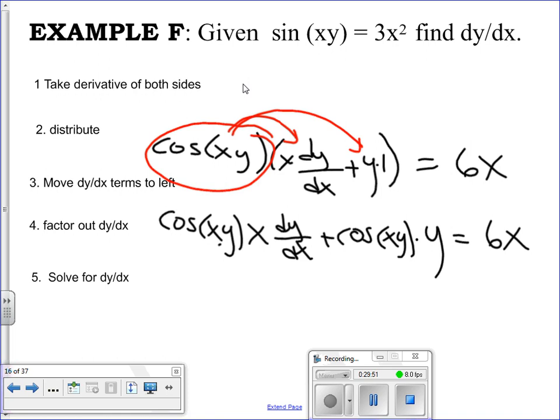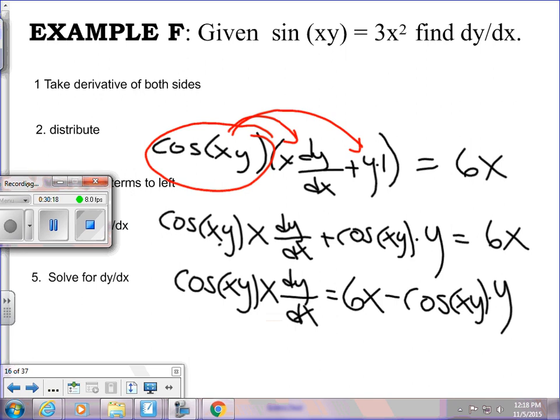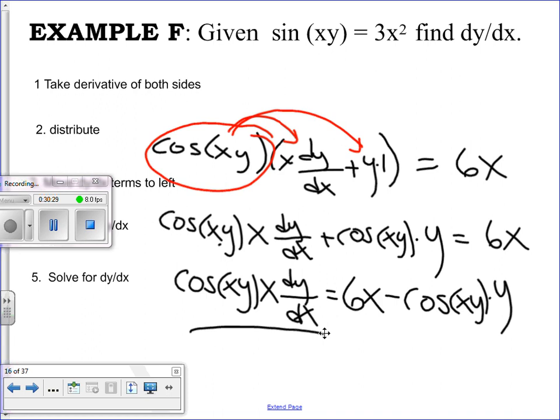So now we want only dy dx terms on the left. First, we're going to subtract cosine xy times y from both sides. So we have cosine of xy times x dy dx equals 6x minus cosine of xy times y. We only have one dy dx term on the left, so we don't even have to factor it out. One more step: to solve for dy dx, we're going to divide both sides by cosine of xy times x.